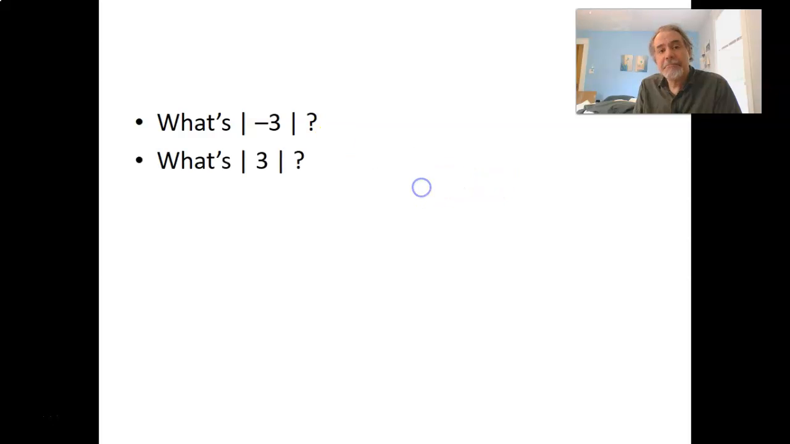Remember how absolute value works? When we have these bars around a number, we want the absolute value of that number. What's the absolute value of -3? 3. What's the absolute value of +3? Also 3. Remember, the absolute value of a positive number is just that number, and the absolute value of a negative number is its opposite, which is positive. So either way, absolute value always comes out positive.